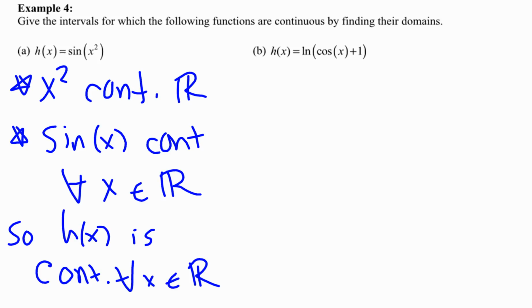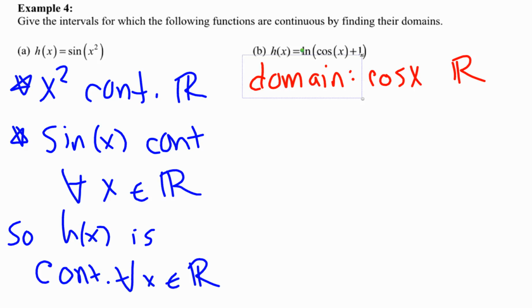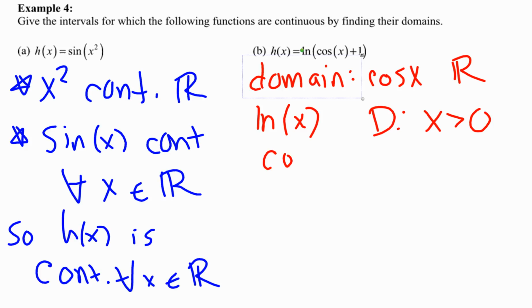Let's think about cosine of x plus 1. All right. The domain of cosine of x plus 1, or just cosine of x, is all real numbers. Okay. Now, ln of x, though, the domain: x has to be greater than 0. So we need to worry about where our inside function is greater than 0.